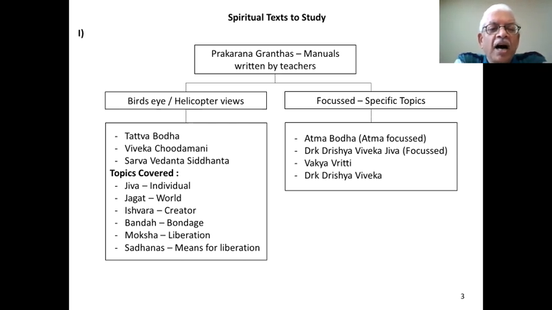These texts mainly cover 6 topics. And what are the topics? The 3 well-known topics are the Jiva, Jagat, and Ishvara. That means the individual who wants to study, then an analysis of the world in which the individual finds himself, and then an inquiry into the creator of this universe.